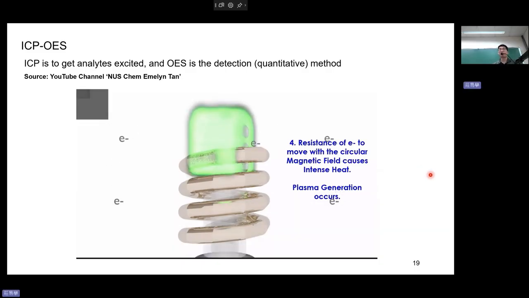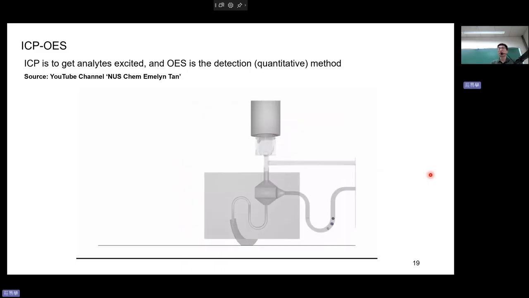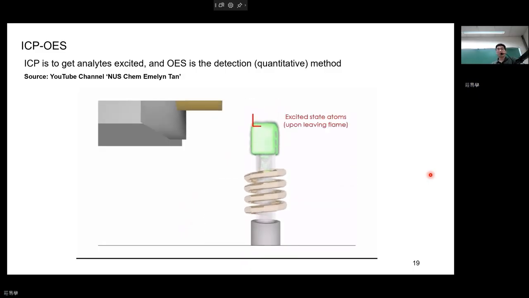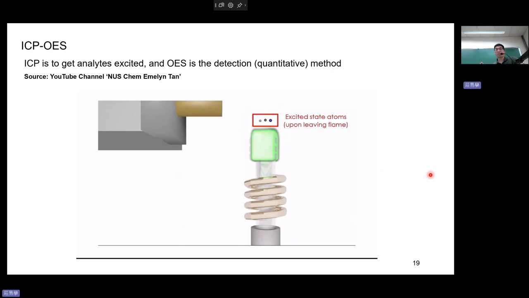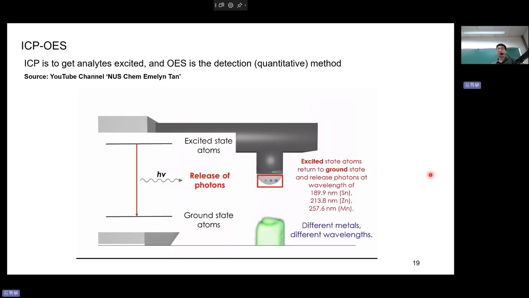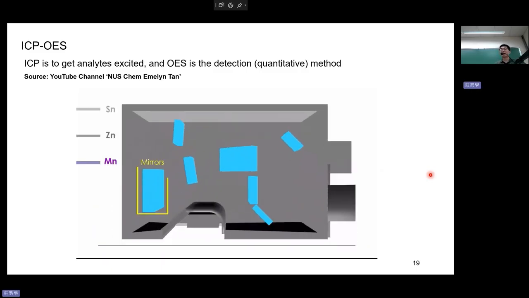So remember, plasma is a mixture of electrons and positive charge ions, and it features high energy. So this is your sample, imagine that it contains three different atoms or ions, basically. So when they reach the plasma, they become excited, and when the excited atoms are getting back to ground state, they release radiation, which is light. And inside the detector is a whole bunch of mirrors.